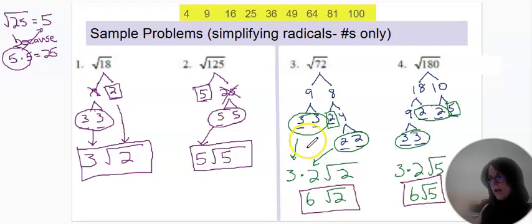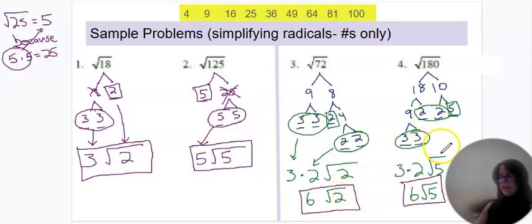Everything that pairs up, 1 comes out for each pair. So the pair of 3s, a 3 came out. A pair of 2s, a 2 came out. That 2 that I put in a box didn't pair up, so it stays under the radical. If you have more than one thing come out of the radical, you multiply them together. That's the rule. Multiply them together, you get 6. The 2 that didn't pair up stays there under the radical.